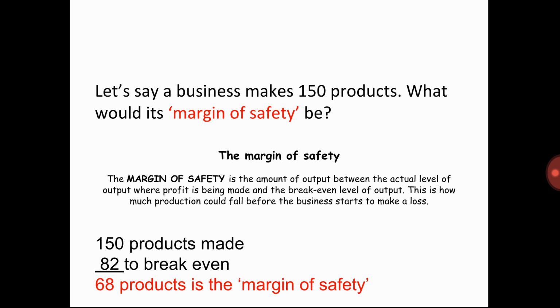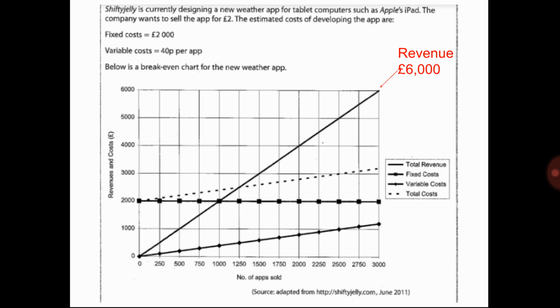Now we're going to look at some break-even charts. The revenue line always goes from the bottom corner up to the top right-hand corner. In this case, 6,000 is the revenue. Now this business here is selling new weather apps for tablets, and they're selling the app for £2 each. They've got fixed costs of 2,000, variable costs of 40p per app, and here's their break-even chart.